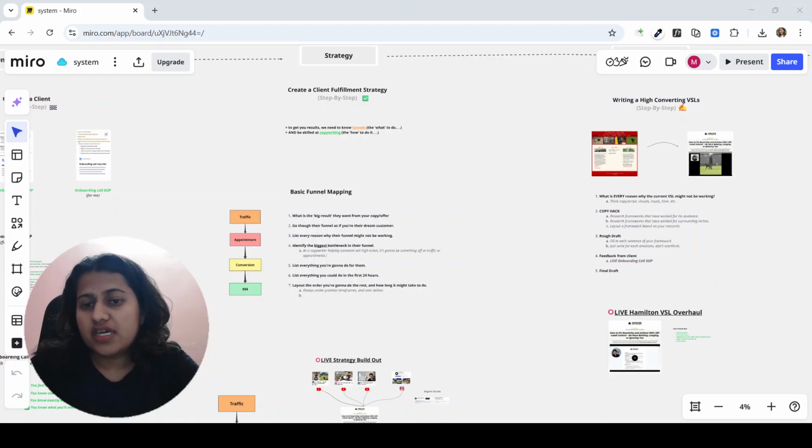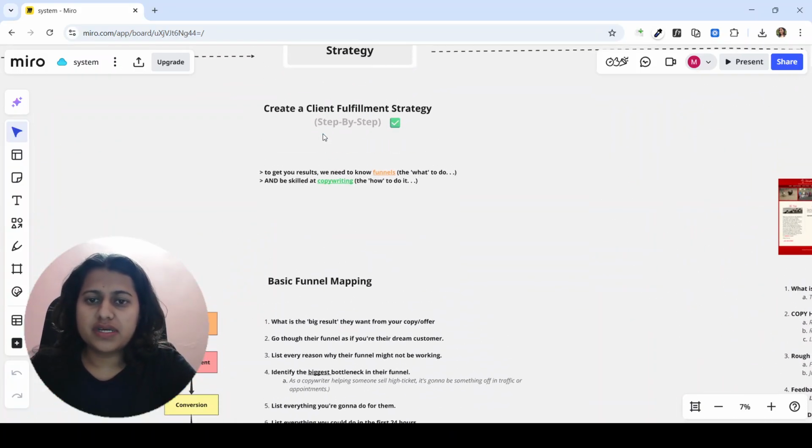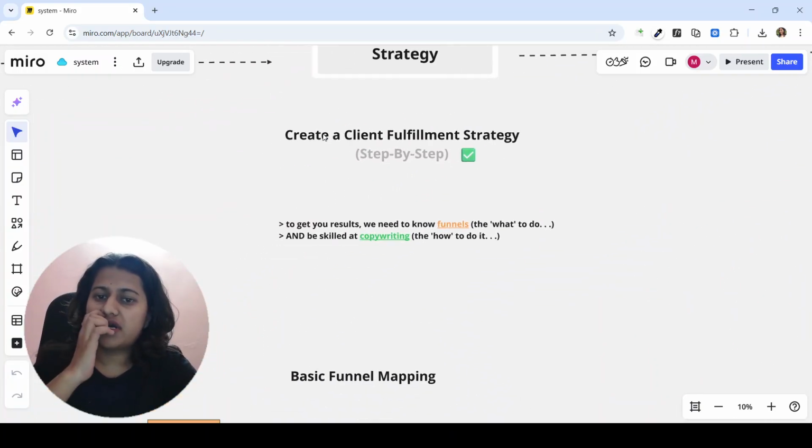Okay, so today we're going to see a step by step client fulfillment strategy from scratch without missing any steps. So stay tuned. Having said that, this is the step by step fulfillment strategy.